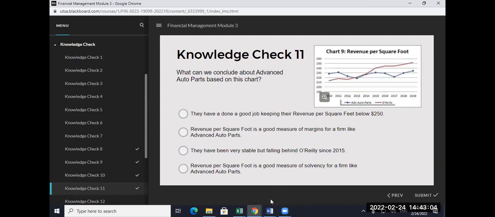All right, let's do a couple more. We might do some on Tuesday as well. So revenue per square foot, Advanced Auto Parts, another firm I like a lot, versus O'Reilly. What can we conclude about this? They have done a good job keeping their revenue per square foot below 250. Revenue per square foot is a good measure of margins for a firm like Advanced Auto Parts. They have been very stable, but falling behind O'Reilly since 2015. Revenue per square foot is a good measure of solvency for a firm like Advanced Auto Parts.